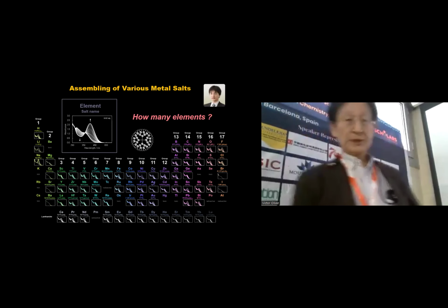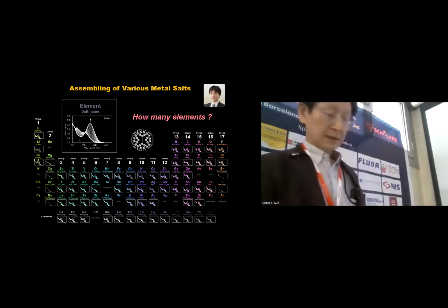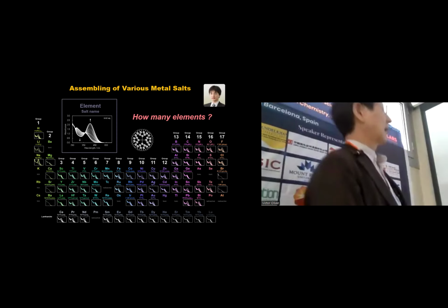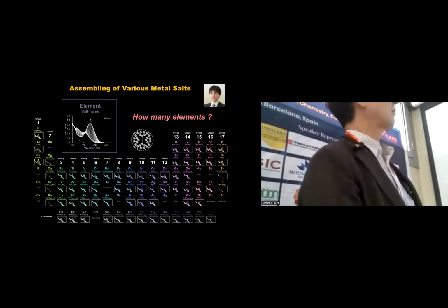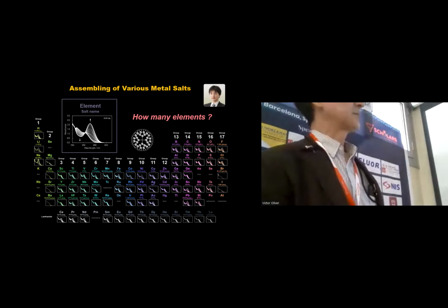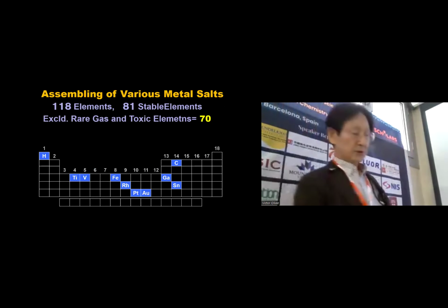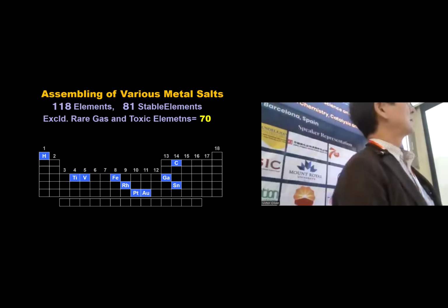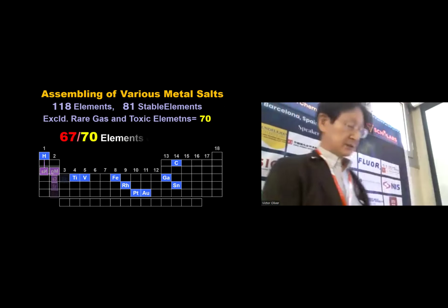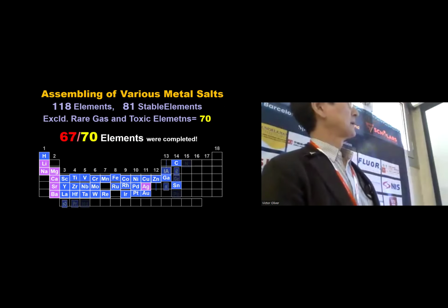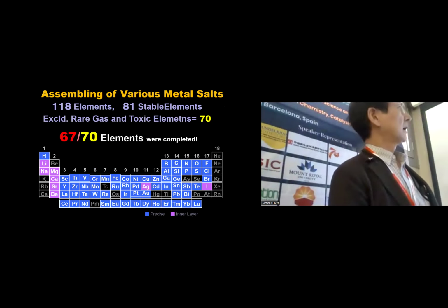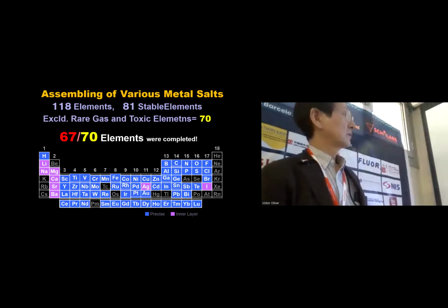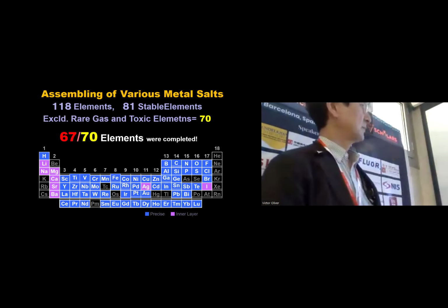Okay, we carried out the assembling of various metal salts from the periodic table. Most of the metal salts show stepwise radial complexation, so we can control the number of metal salts in the dendrimers. We succeeded in assembling various metal salts using 67 kinds of the elements shown in these figures. As you know, there are 81 stable elements in the periodic table, excluding the rare gases and toxic elements. So we have completed metal assembling using the stable and practically used elements shown in these figures.